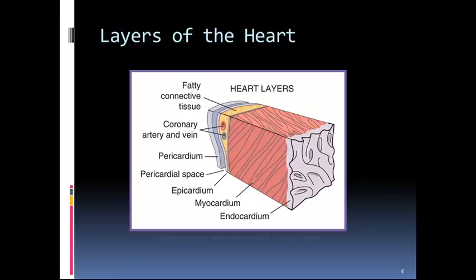There are different layers of the heart that you should be aware of. The pericardium is the outside sac. It's a double membrane sac called the pericardium that encloses the entire heart. The myocardium, which is the muscular layer of the heart. And then there's the endocardium, which is the inner layer that includes the valves and separate chambers of the heart.